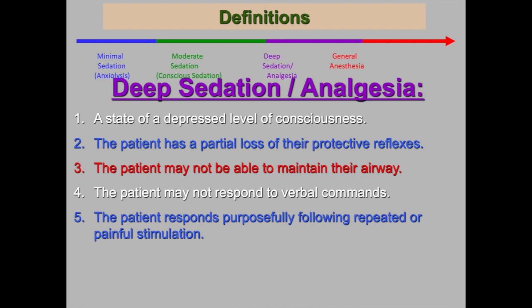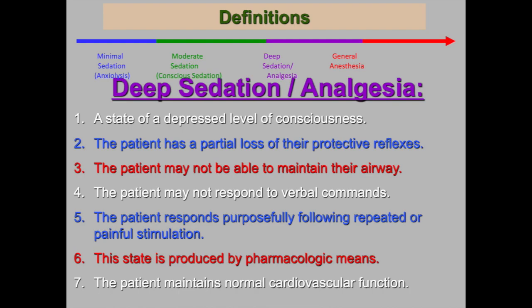So without local anesthetic, and even with local anesthetic, with some fentanyl on board, the patient's heart rate and blood pressure could go up. And if they're not as deeply sedated as we'd like them to be for that instant, they could maybe move away from that pain that we're creating with the cow horn forceps on the buccal and the lingual of number 19. And this state can only be created by pharmacological means. And the patient maintains their normal cardiovascular function.